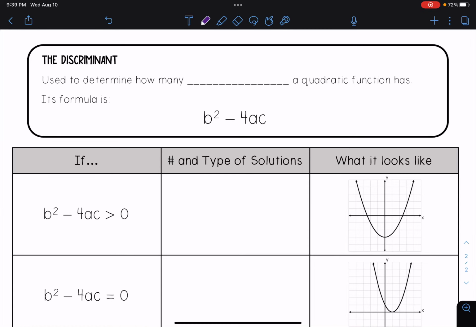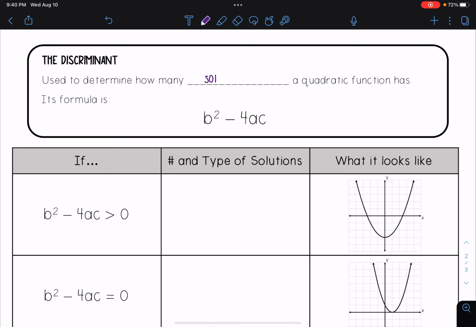In this video, we're going to be talking about the discriminant. So the discriminant is b squared minus 4ac, and that is basically what's underneath the radical in our quadratic formula. And depending on what our b squared minus 4ac equals, it tells us how many and type of solutions a quadratic function has.